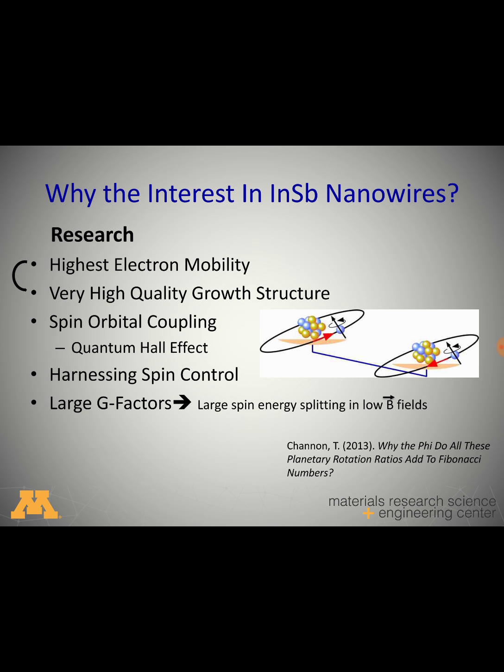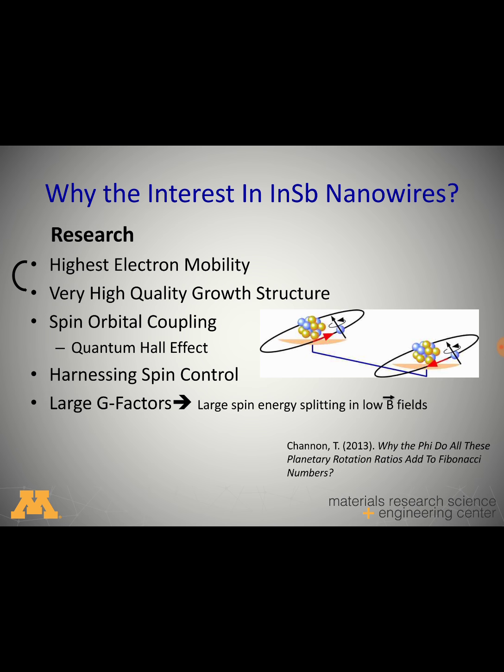So what's the interest with this nanowire? Well, as I mentioned, it's got a large g factor. It's got a high electron mobility rate. And we're going to do a comparison here in a moment, the next slide over. And as I mentioned, it's got a high quality growth structure. It's got some spin orbit coupling properties, so the relation between the spin of the electron as it rotates on its own axis and as it orbits around the nucleus of the atom there.